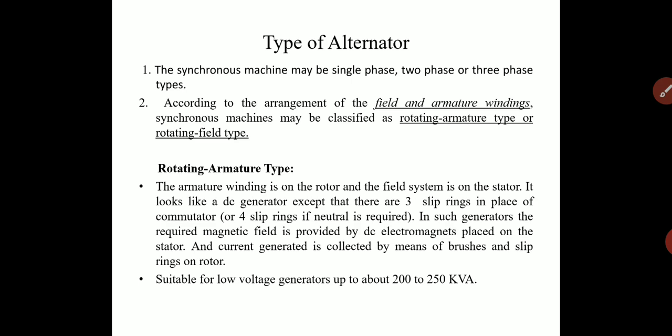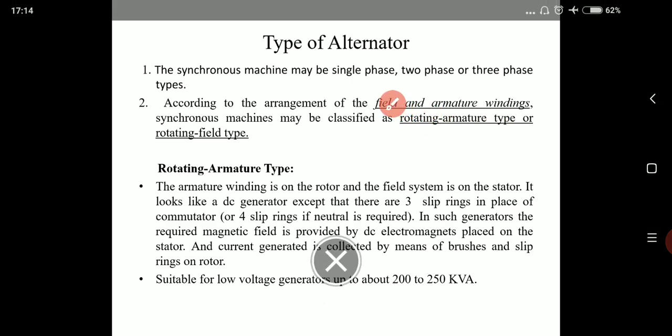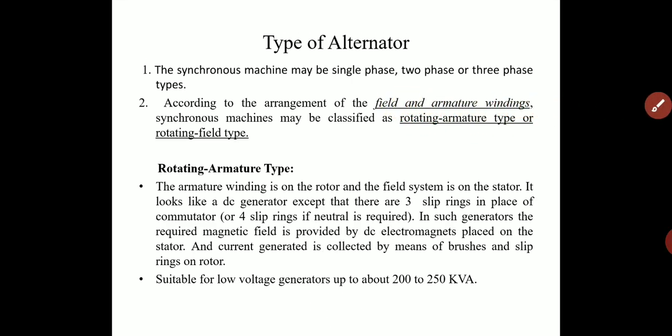Then the second classification is based on the arrangement of the field and armature winding. On this basis, alternator is classified into two types, rotating armature type or rotating field type. You know that EMF is induced by two methods, either the field is rotating or stationary.